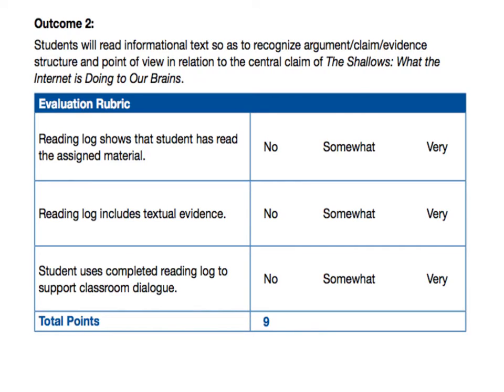So in this self-evaluation, you may ask students to just look at the first 2 elements here. So can I tell from what you've written that you've read the assigned material? Did you include textual evidence? I would hope they did, since that was the direction. But students can use this to see how they're going to be evaluated on the reading log and to see if they need to modify their approach.